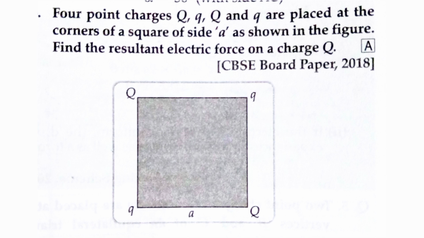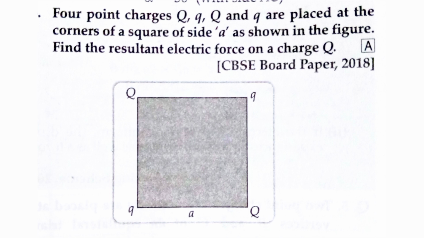So the question has four point charges. Here we can see in the diagram that the charges Q, q, then alternately Q and q, are placed at the four corners of the square. The side of the square is a. Here we have to find the resultant electric force on the charge plus Q. So how do we find the resultant electric force on a charge plus Q?